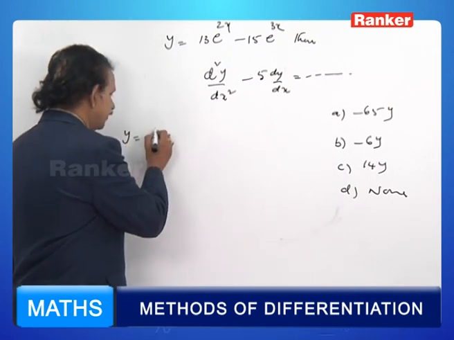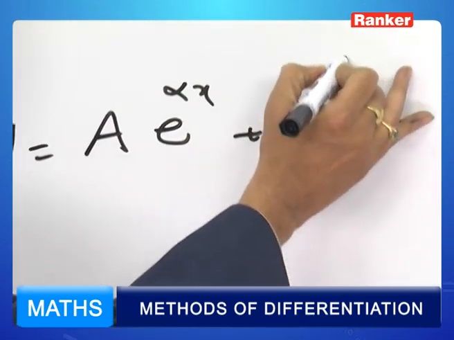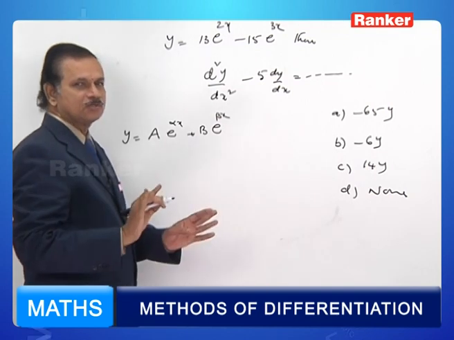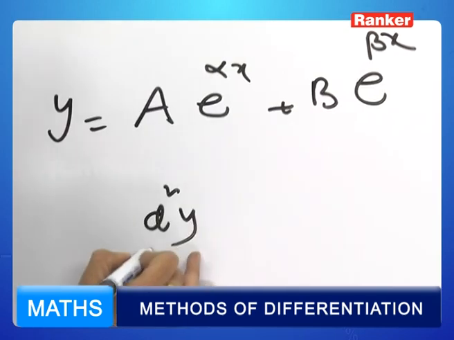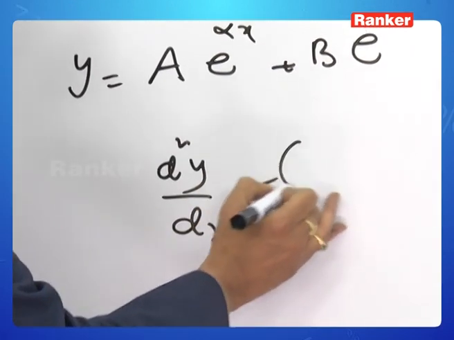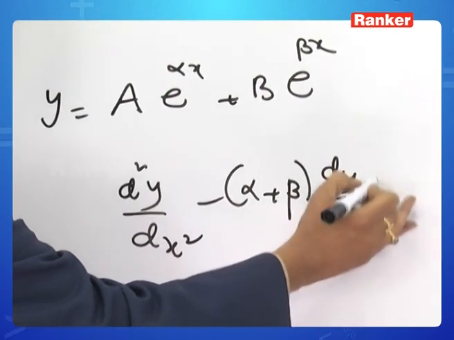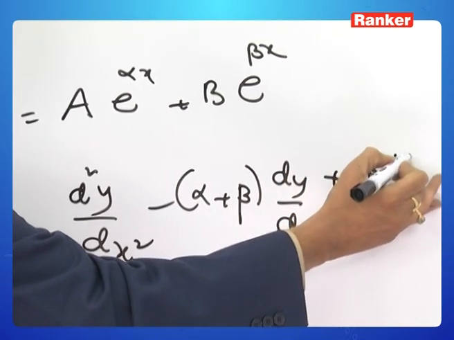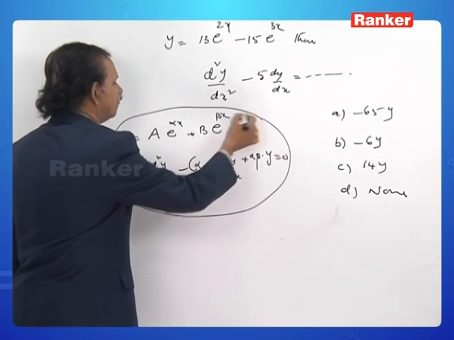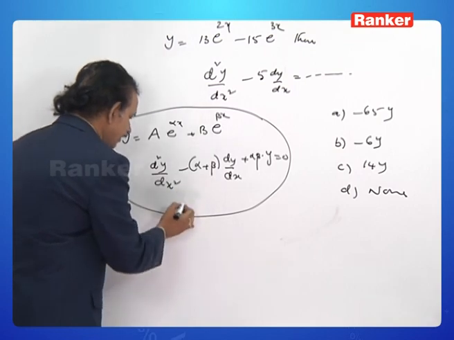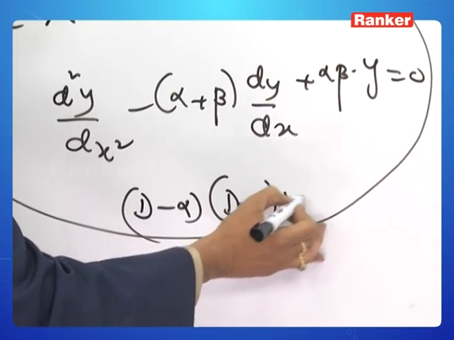Y is equal to a into e power alpha x plus b into e power beta x. Suppose you have a function of this form, then d square y by dx square minus alpha plus beta into dy by dx plus alpha beta into y is equal to 0. This you may remember very simply. This can be written as d minus alpha into d minus beta of y is equal to 0.